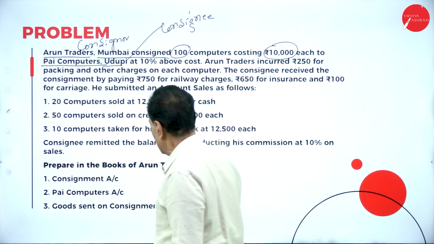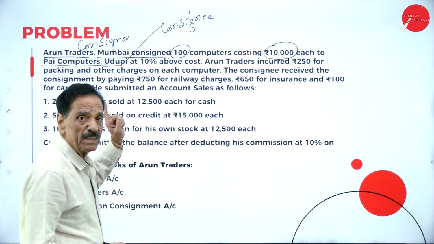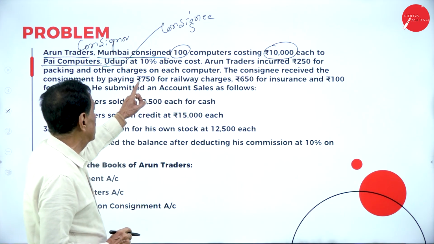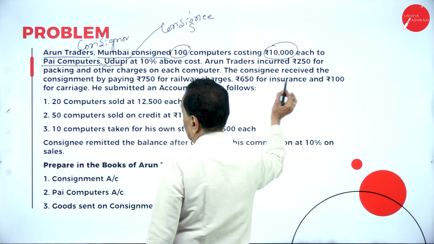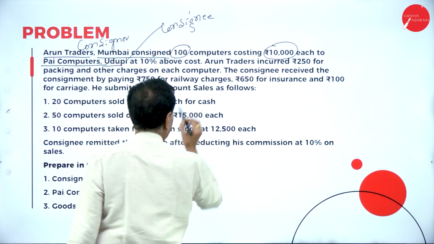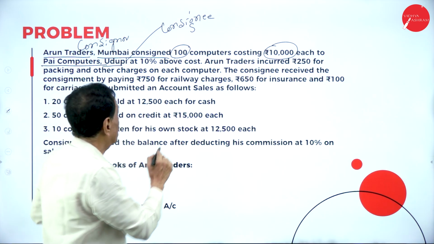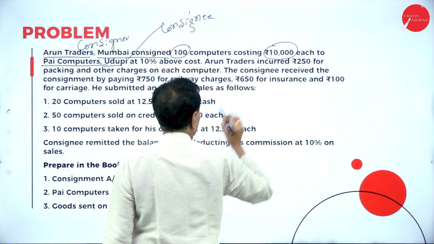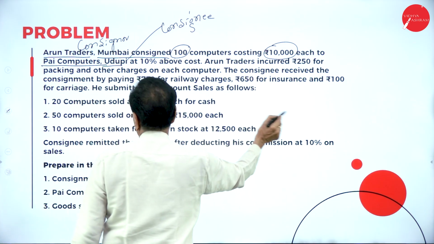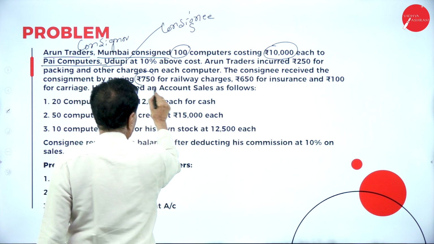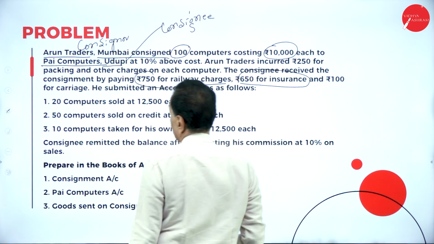What's the real cost? 10,000. 10% means 1,000. So invoice price becomes 11,000. Real value 10,000, it becomes 11,000, 1,000 more. Arun Traders incurred 250 for packing and other charges for each computer. So consignor met an expenditure of 250 for packing and other charges for each computer. How many computers? 100, 100 into 250. This is an expense met by the consignor. The consignee received the consignment by paying 750 for railway charges, 650 for insurance, and 100 for carriage.